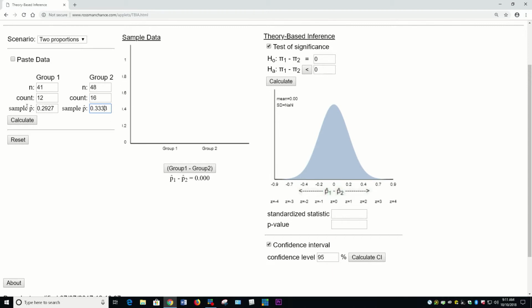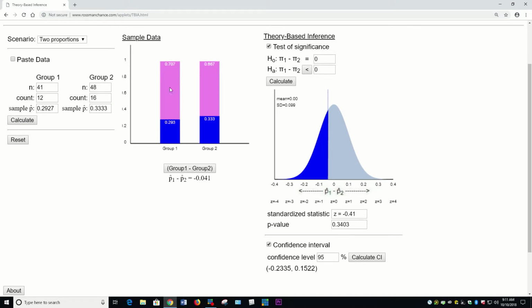And notice it automatically populated what those p-hats were for the two. And when we hit calculate, we get our nice segmented bar graphs here. One nice thing in the theory is if you prefer to think of it one way or the other, you can flip it to either p1 hat minus p2 hat or p2 hat minus p1 hat. All that's doing is really flipping it around the other direction. But you should keep in mind which way you're doing it. So I'm going to keep it as p1 hat minus p2 hat, because that's how we were doing it previously.